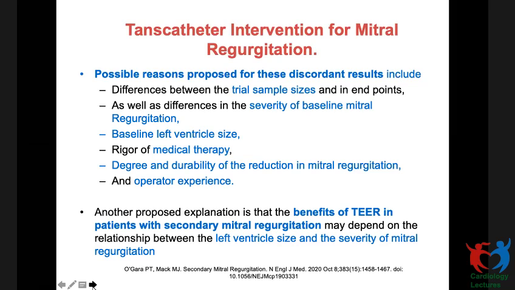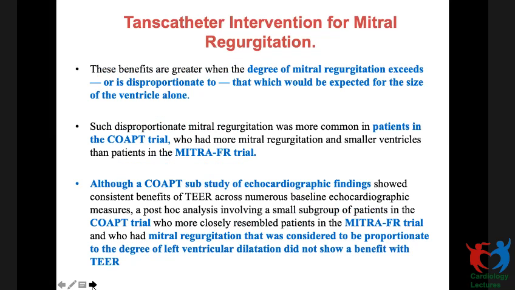Another proposed explanation is that the benefits of TEER in patients with secondary mitral regurgitation may depend on the relationship between the left ventricular size and the severity of the mitral regurgitation. So the benefits are greater when the degree of mitral regurgitation exceeds, or is disproportionate to, that which would be expected for the size of the ventricle alone. Such disproportionate mitral regurgitation was more common in patients in the COAPT trial, who had more mitral regurgitation and smaller ventricles than patients in the MITRA-FR trial.